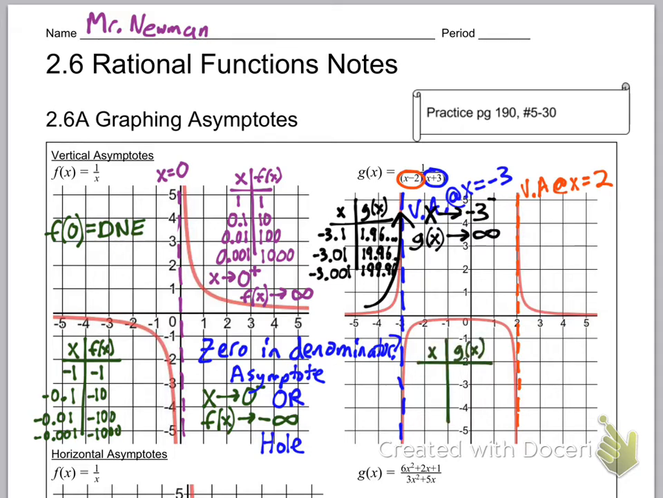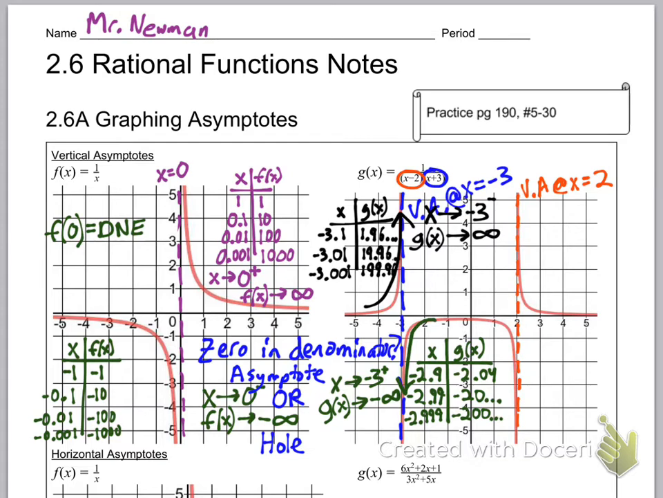For the other one, we want to plug in numbers that are getting closer and closer to -3 from the right. So -2.9, -2.99, -2.999, and you notice what's happening is these are getting larger and larger in the negative direction. So we are going down, and that means as x approaches -3 from the right, g of x is going towards negative infinity.